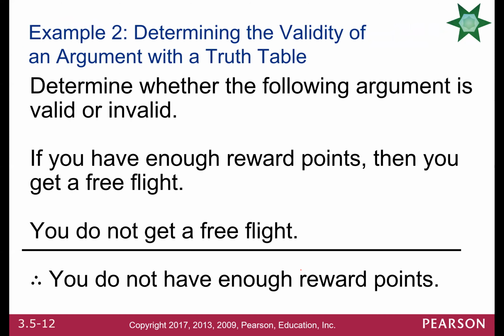Okay, so let's see if we can do this. Let's determine if this argument is valid or invalid. My first premise is, if you have enough reward points, then you get a free flight. My second premise is, you do not get a free flight. My conclusion is, you do not have enough reward points. This is my first premise, this is my second premise, and then my conclusion is, you do not have enough reward points.